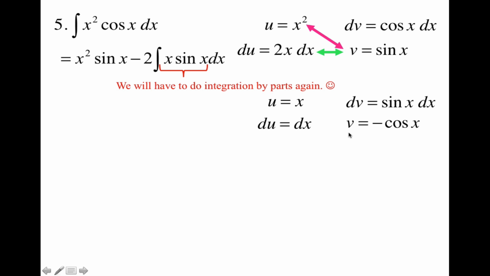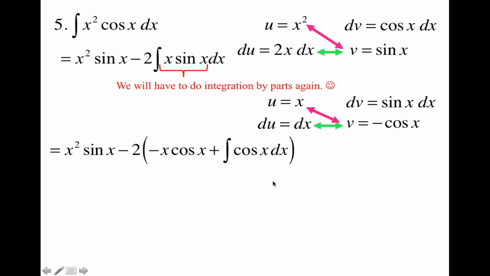Now I'm going to set up the other integration by parts. So multiply and subtract the integral. Now when I set this up, this x squared sine x is going to come on down. This minus 2 is going to multiply everything that I set up for this new integration by parts. So now it's going to look like the following. Notice how I just brought down that x squared sine x, and this minus 2 is going to multiply everything by this integration by parts.